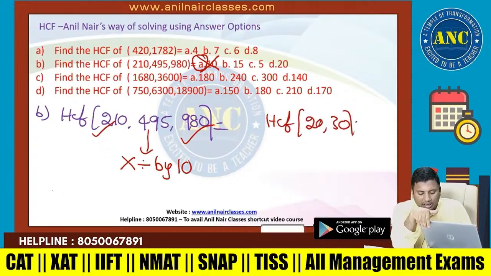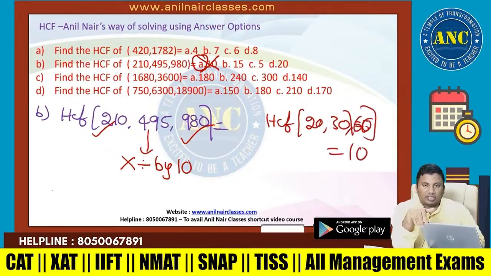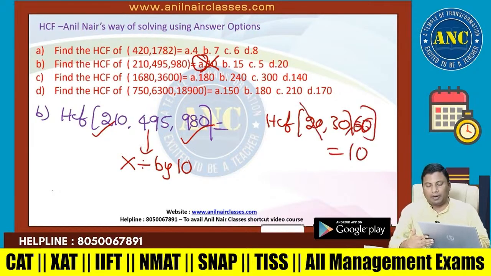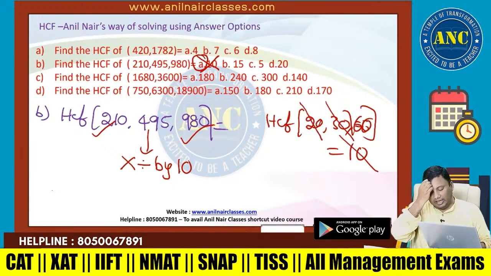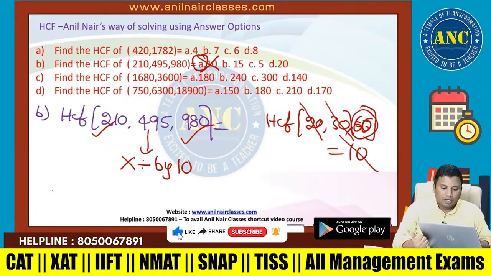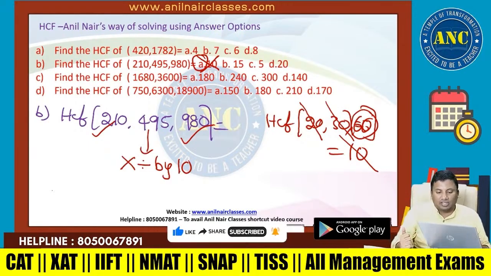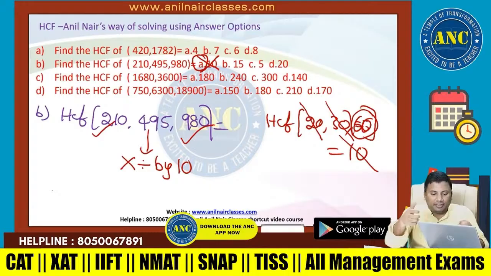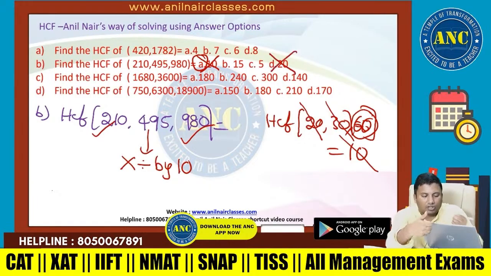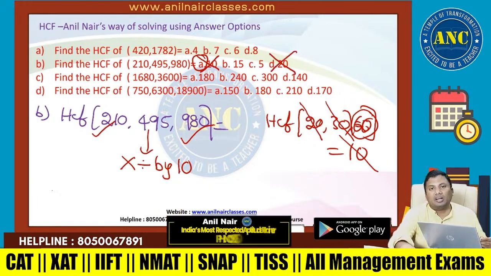Because of this example, 20, 30, 60: if 20 is divisible by 10, 30 is divisible by 10, 60 should also be divisible by 10. If I take 10, 210 is divisible by 10, 980 is divisible by 10, 495 is not divisible by 10. If 10 is out, 20 is also out. If a number is not divisible by 10, how can it be divisible by 20?